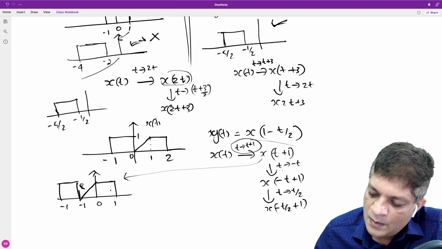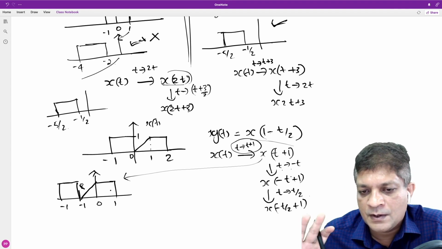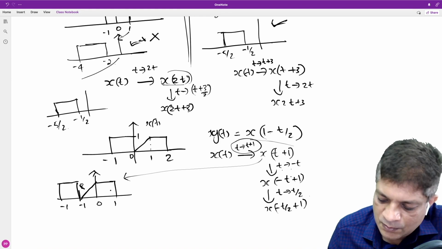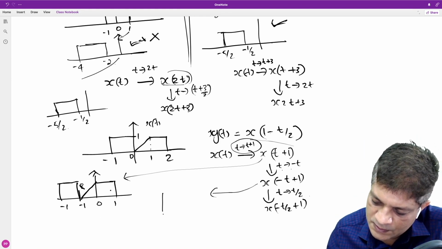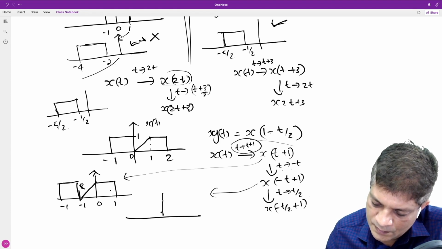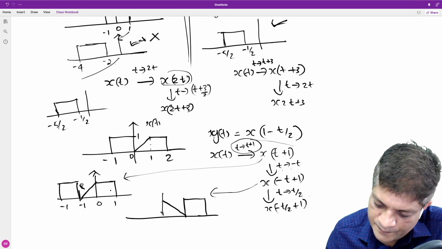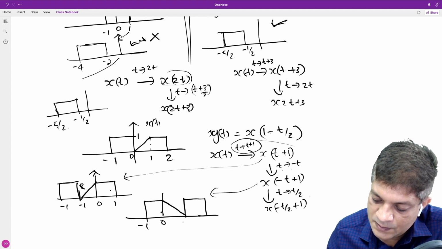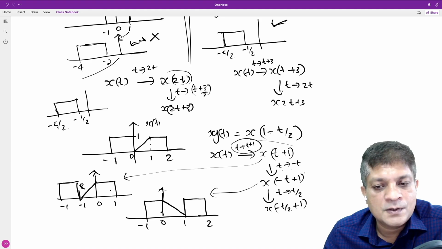Now, the next operation is time reflection. It is reflection about the y-axis. So after reflection, the signal x(-t+1) is this signal: 0, -1, 1, 2. This is x(-t+1).